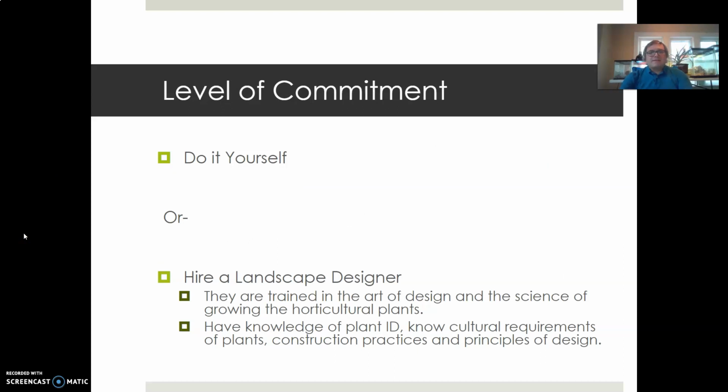So finally, the last thing to consider is your level of commitment. Do you do all the landscaping yourself, if you have the skills to do it, or do you hire a landscape designer? They're trained in the art of design and the science of growing the horticultural plants. They have knowledge of plant ID, know cultural requirements of plants, and when we say cultural, we mean just being able to get it to mature. And then construction practices and principles of design.